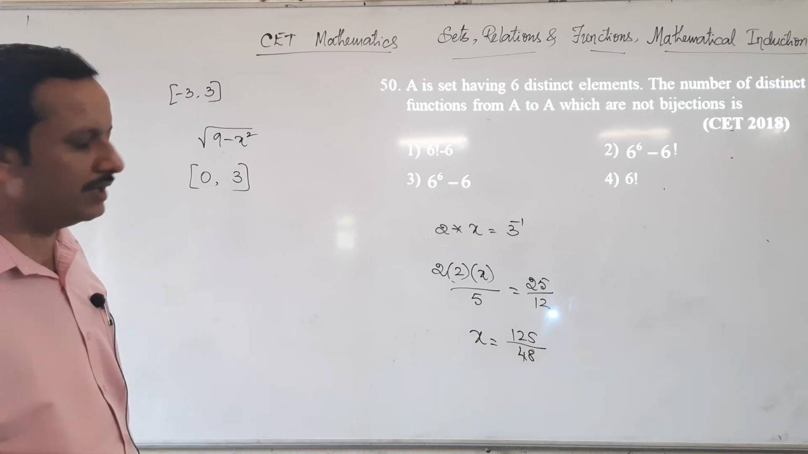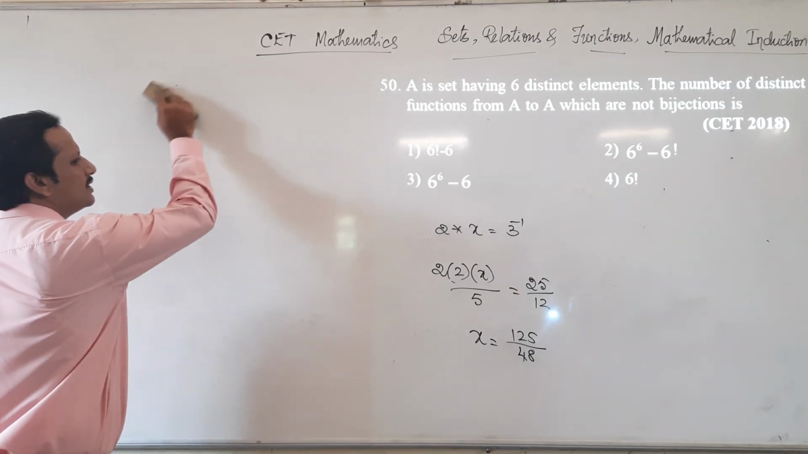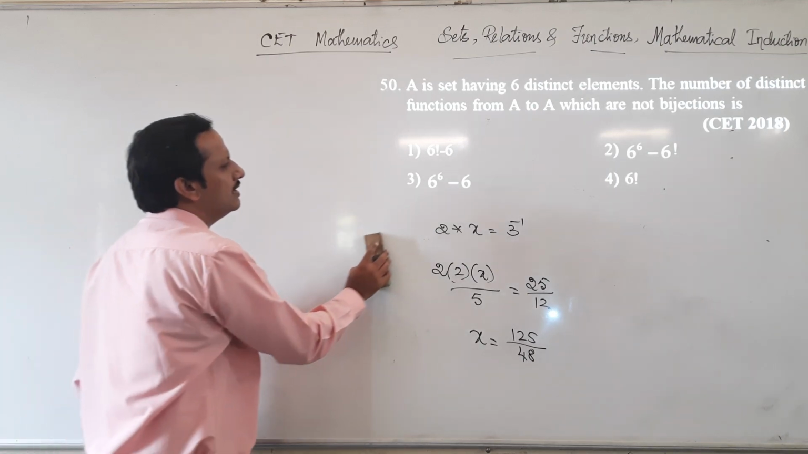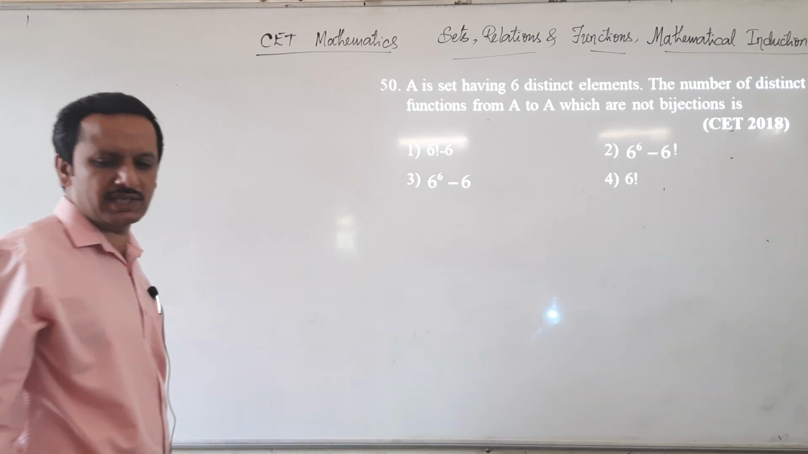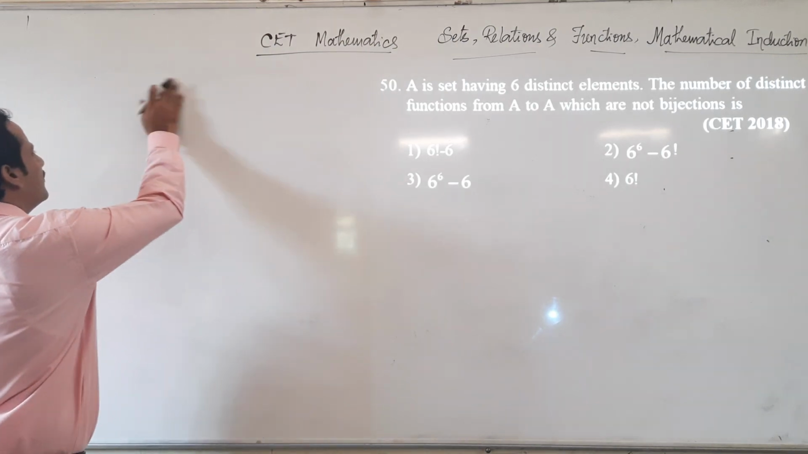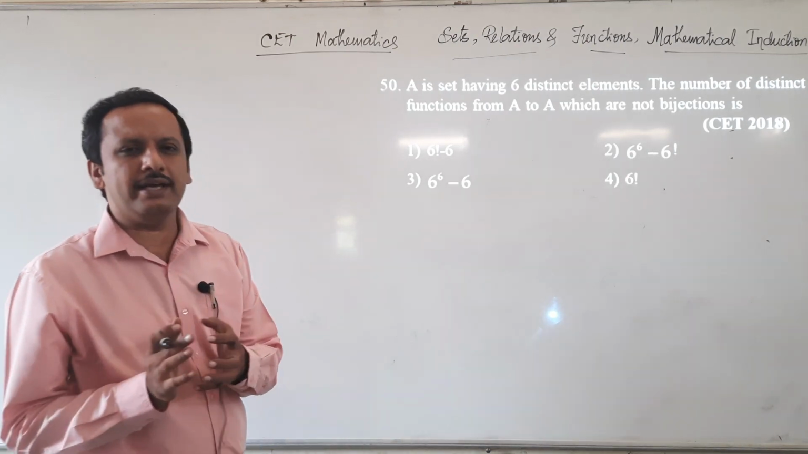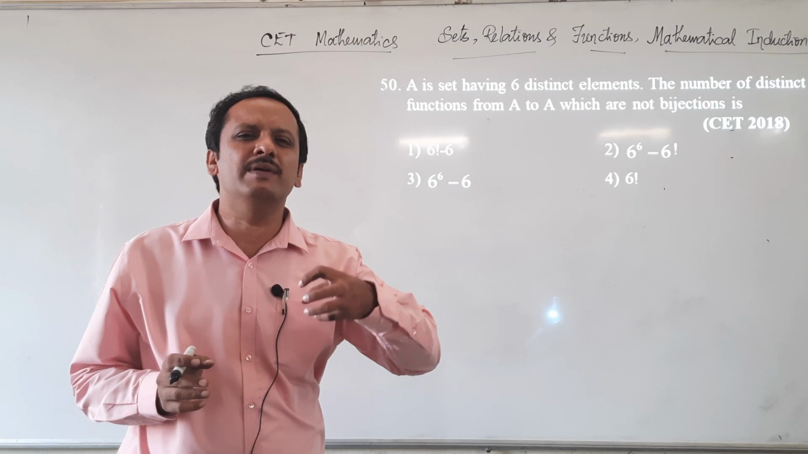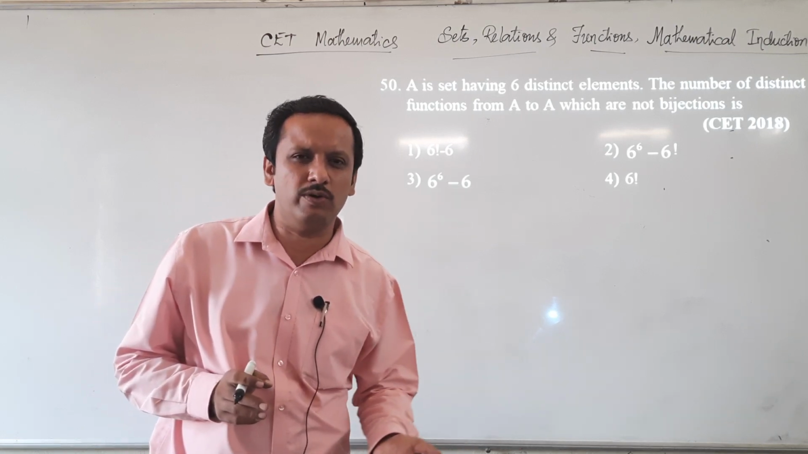Next question, 50. A set A having 6 distinct elements, the number of distinct functions from A to A which are not bijections. So first, the number of bijective functions. As I had told you earlier, to define a one-one function, the number of elements in the domain must be less than or equal to the number of elements in the codomain.